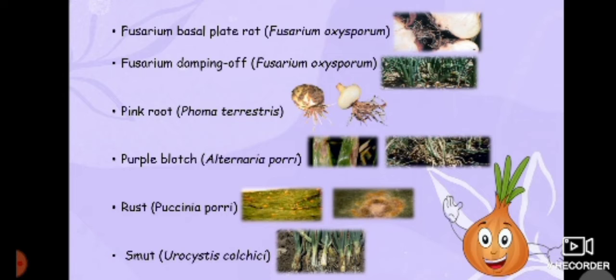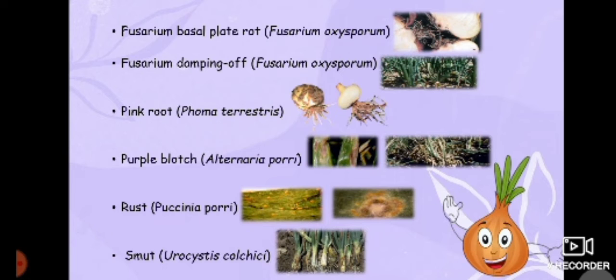Next is the purple blotch or Alternaria porri. The symptoms of this are small water-soaked lesions on leaves or stalk with white centers which enlarge to become zonate or brown purple in color with a red purple margin surrounded by a yellow zone. Large lesions may coalesce and girdle the leaf, killing any tissue between the lesions and the leaf tip. Severely infected foliage may die.